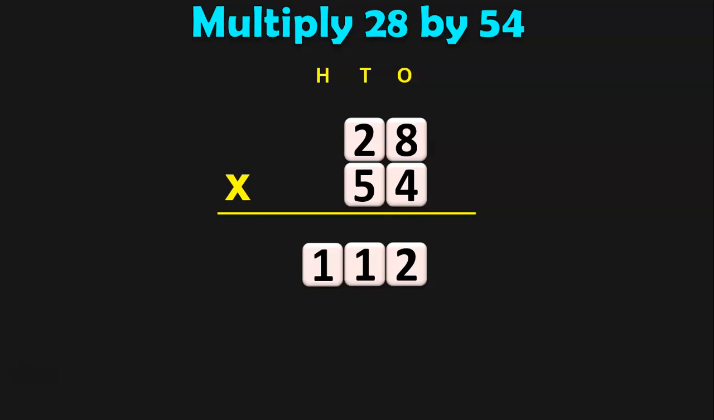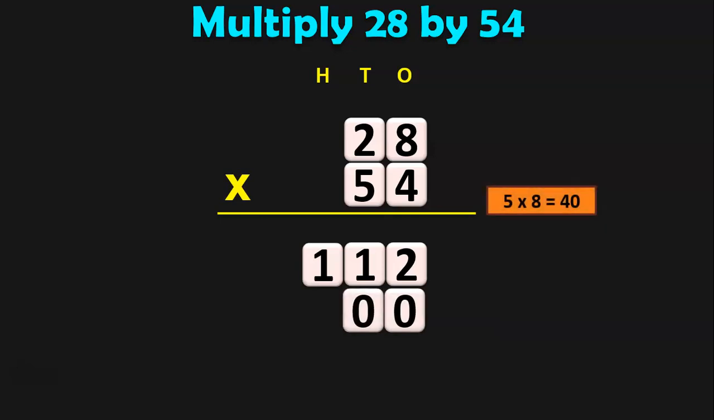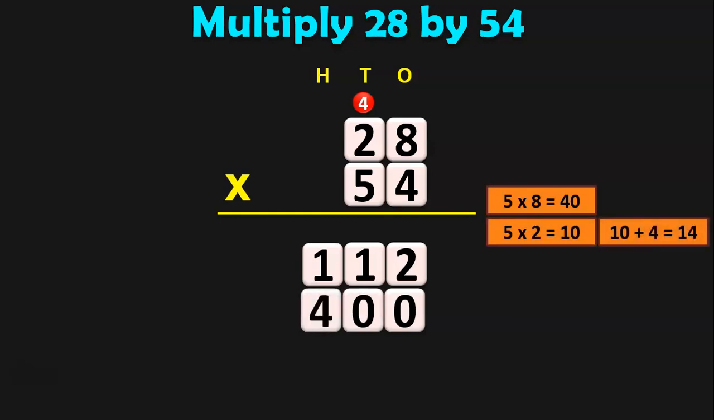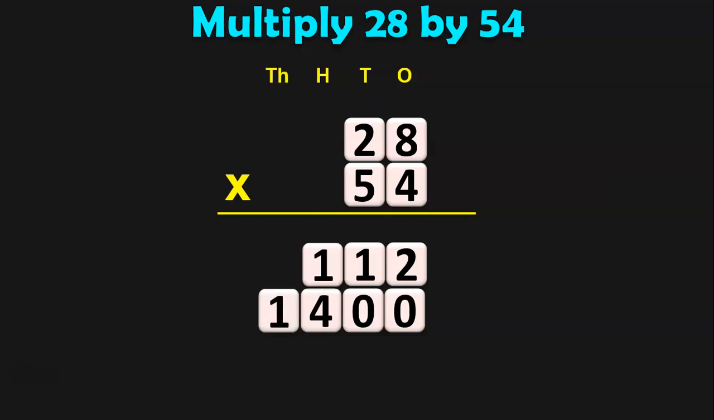The next step is to multiply 28 by 50 because 5 is there in the tens place. Before that you have to add a 0 in the ones place and begin multiplication by 5. 5 into 8 is 40. 0 carry over 4. 5 into 2 is 10. 10 plus 4 is 14. 4 in the hundreds place, and 1 will move to the next place value, thousands place.